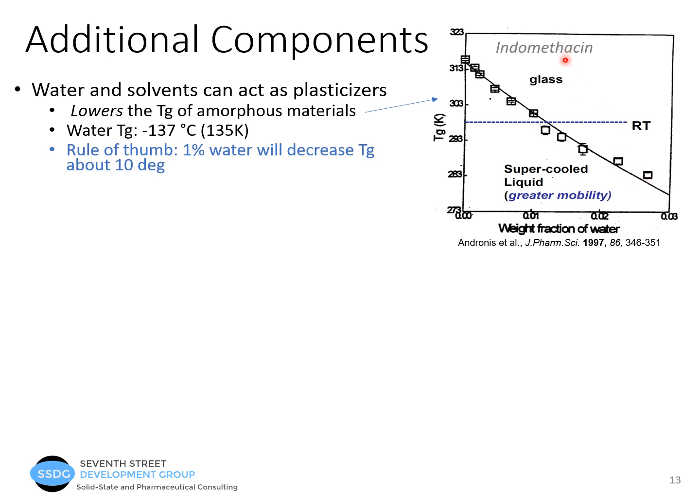And this is an example with indomethacin, where you have the glass transition temperature versus the weight fraction of water. And you can see where the glass is versus the supercooled liquid. And as we add more water, we end up moving into the supercooled liquid, which has greater mobility, which means it's going to be less stable. There's a rule of thumb, it's an estimate only, that about 1% water will decrease the Tg about 10 degrees. That's a lot. So again, when you look at your water content or your solvent content, understand what the impact could be on your glass transition temperature and your stability.